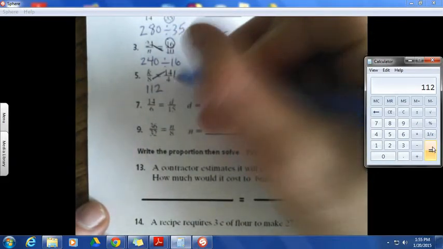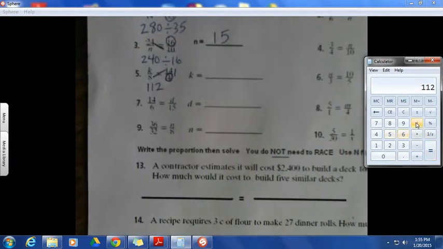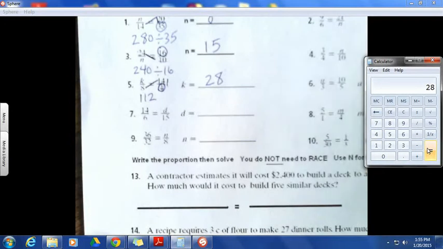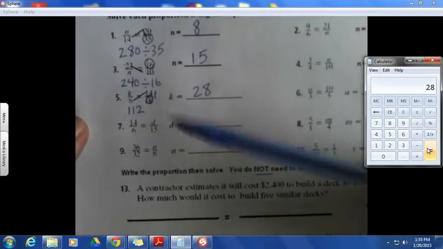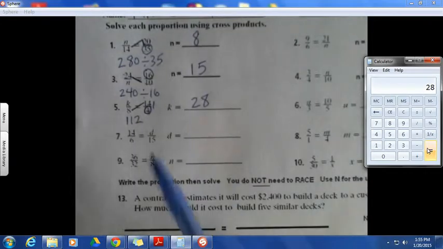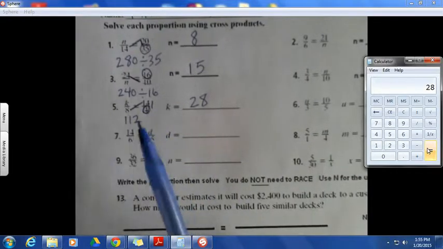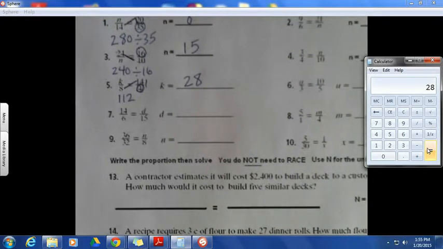And the next step, step 2, is divide by my leftovers. So my leftover number is 4, so I'm going to divide by 4. 112 divided by 4 equals 28. So k equals 28. And again, this is like saying that 28 over 8 is the same as 14 over 4. This makes sense because 8 is 2 times 4. So 8 is twice as big as 4, and 28 is twice as big as 14. So that makes sense. Every once in a while it's good to do a little check like that, just to make sure your answers are making sense and you're not making any silly mistakes.